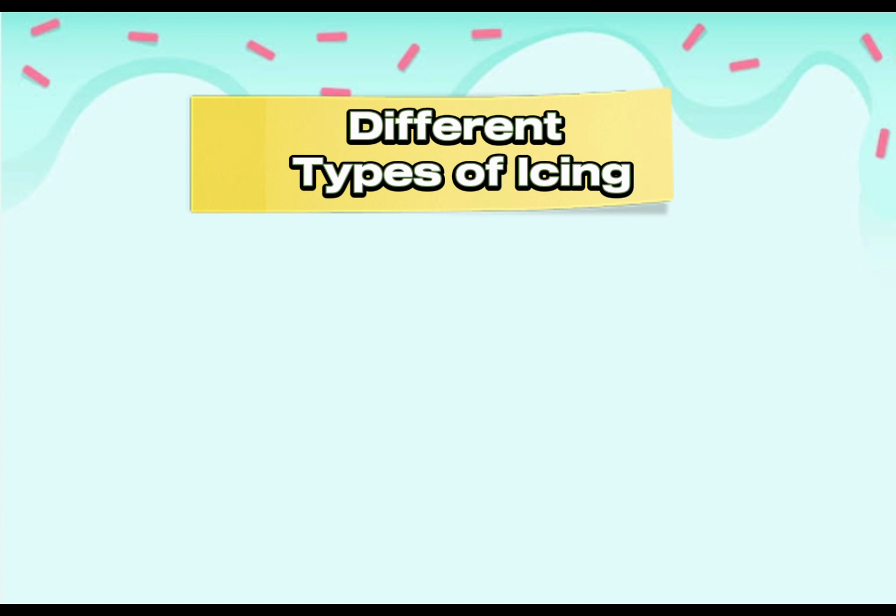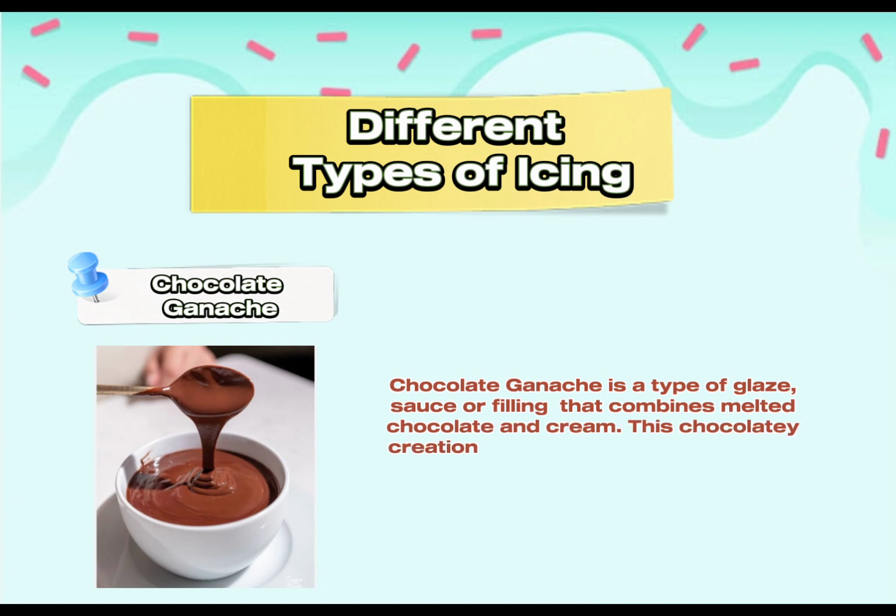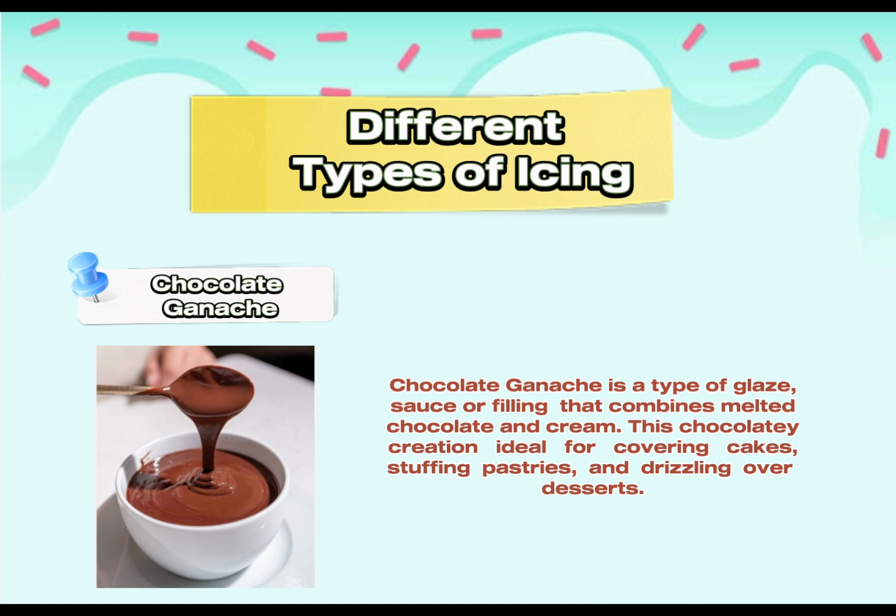So the next one is chocolate ganache. Chocolate ganache is a type of glaze, sauce, or filling that combines melted chocolate and cream. This chocolatey creation is ideal for covering cakes, stuffing pastries, and drizzling over desserts. Chocolate ganache and glazing are probably the easiest cake icings to make.